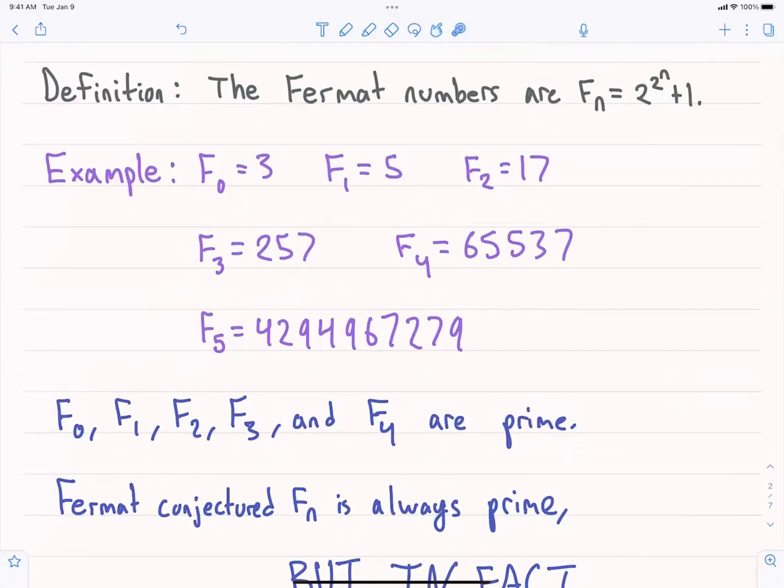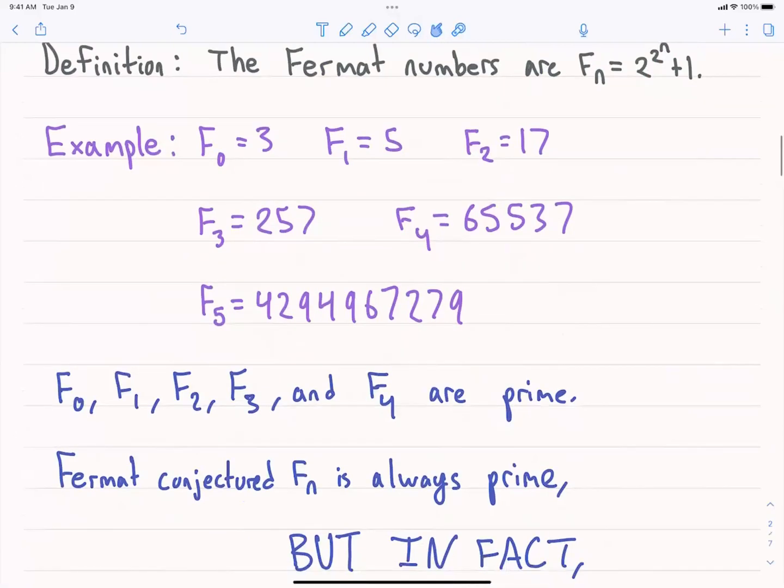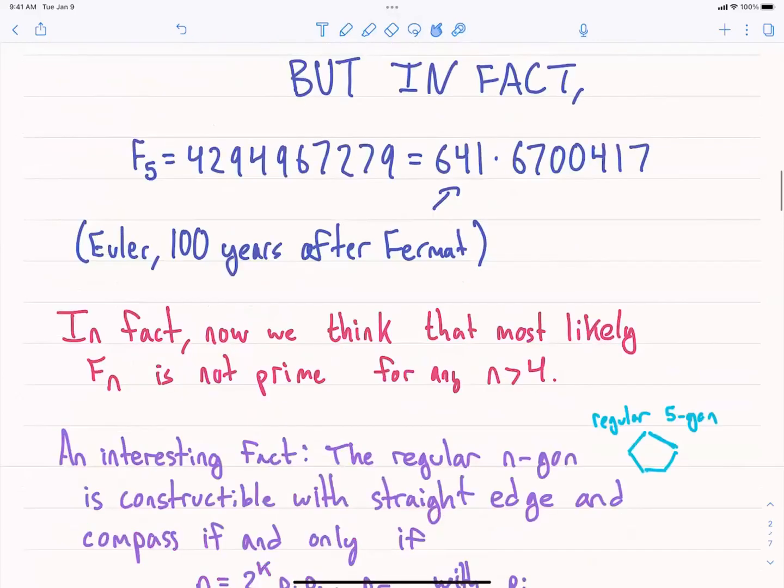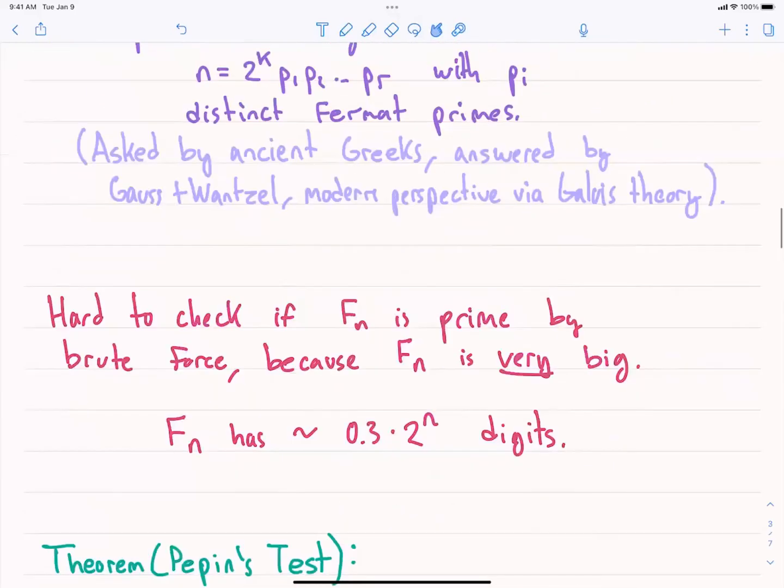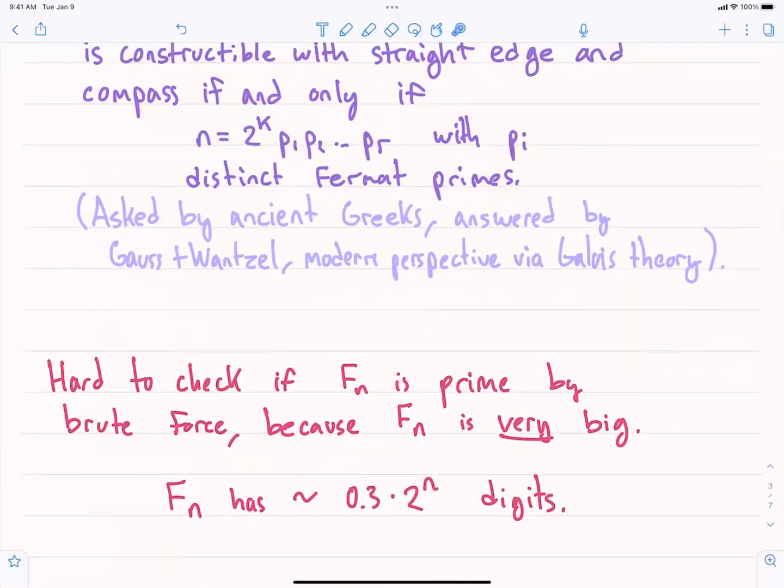And then F6 is going to double the number of digits again. Because you have this double exponent, each time you go from n to n plus 1, you're going to double the number of digits, more or less. Not on the nose, but close. So I wrote that down here. The nth Fermat number has about 0.3 times 2 to the n digits. So these get very, very big very quickly. It's not a good idea to try brute force, just dividing by numbers until you see whether it's prime or not.